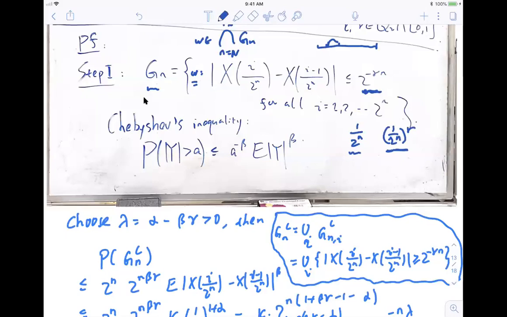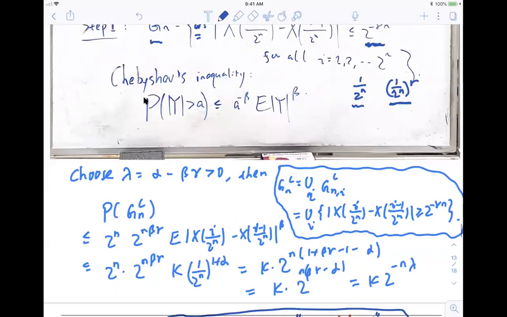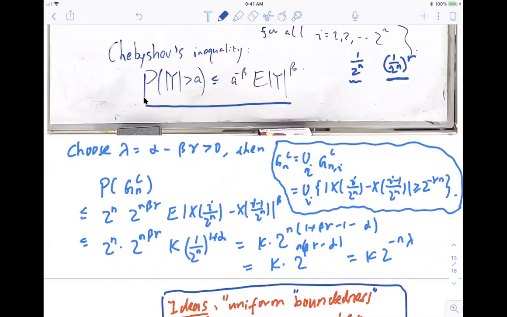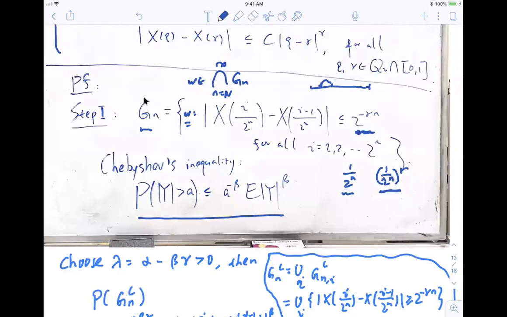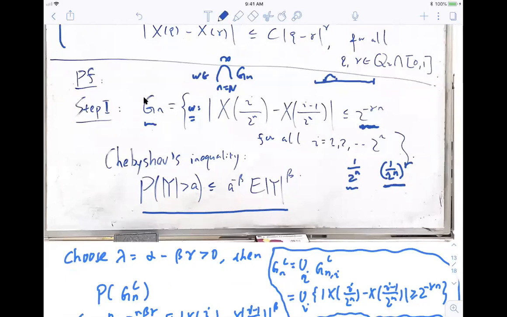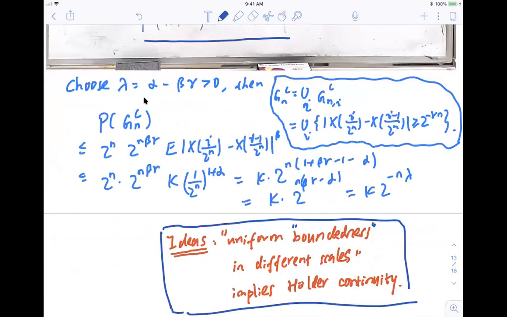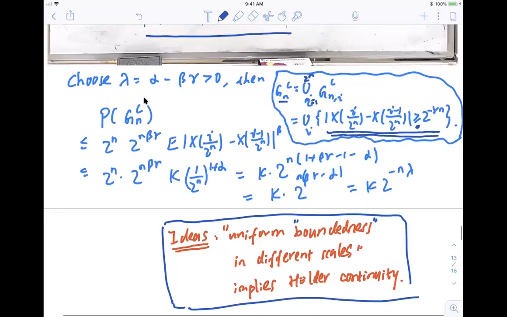Here is the following application of the Chebyshev inequality. We want to estimate G_n complement. If omega is not in G_n, how large is that set? G_n complement is the union over i from 1 to 2^n of the complements of G_{n,i}. Take the union, and there exists one segment such that the oscillation is bigger. So we use the Chebyshev inequality, you can just do that.